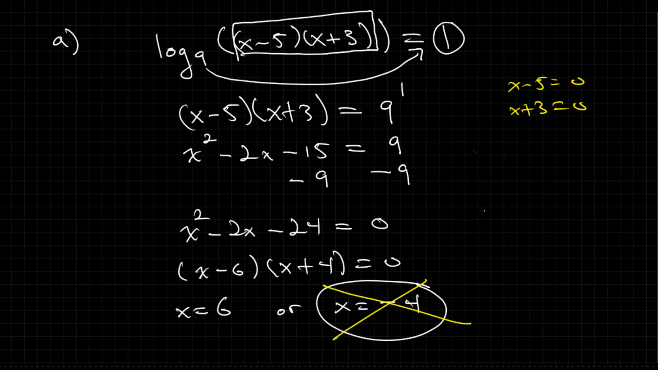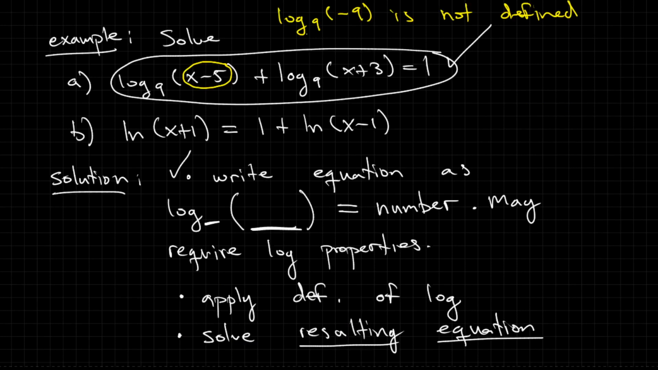-4 is not a solution. You can go ahead and check 6. It turns out that both of these logarithms are defined for x equals +6. 6 minus 5 is 1, and 6 plus 3 is 9. So the x equals +6 solution works. So in essence, once you've done these 3 steps that I've seen here, there's actually one more step to do, and that is to check to make sure your answers make sense.